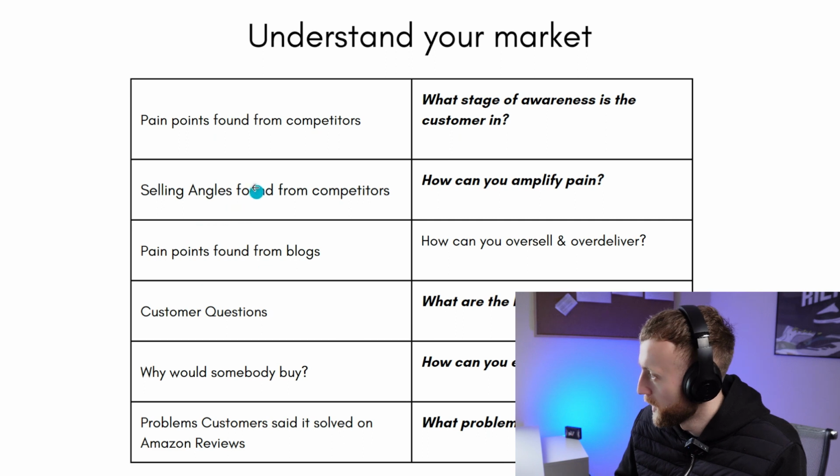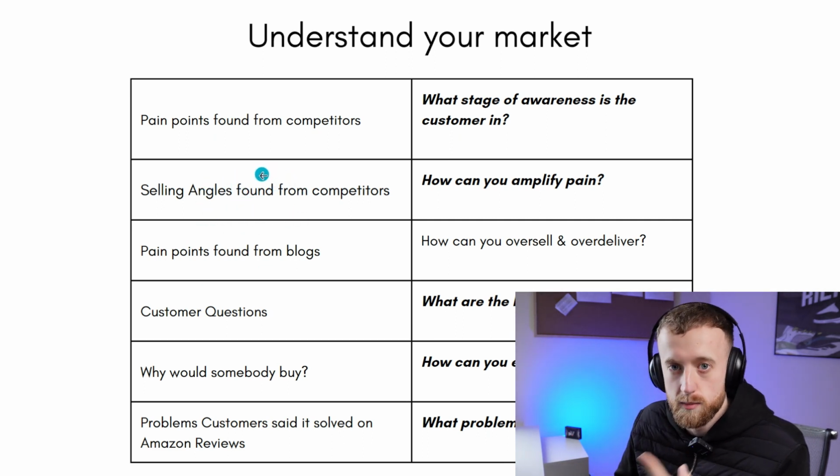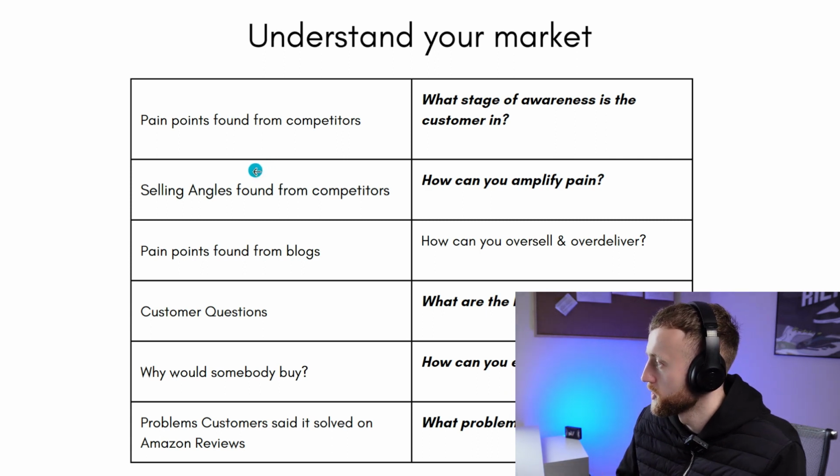Main points found from blogs. So this is just website blogs on Google. The blogs that are showing up first are the blogs that are getting the most traffic. So this is going to be a good sign of what people are searching for. What are the pain points that people are looking to resolve?